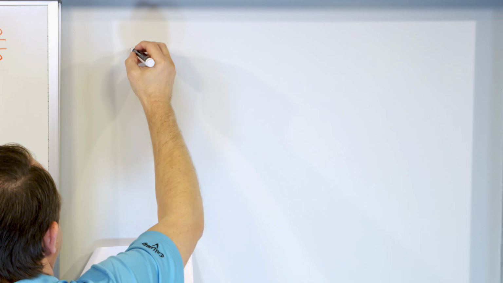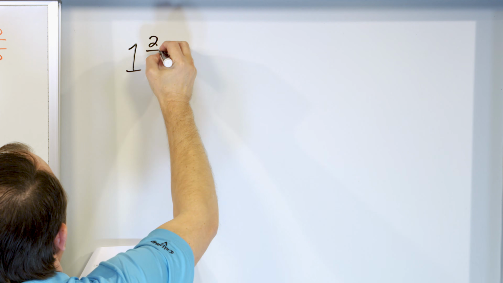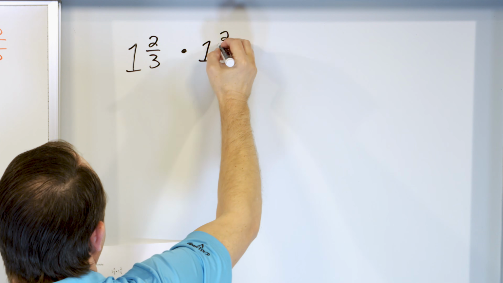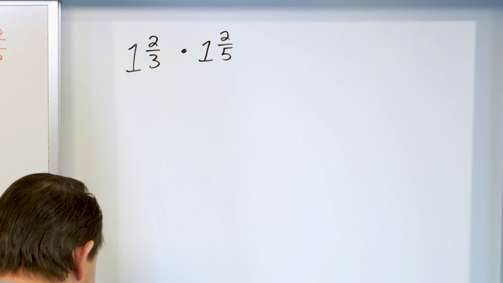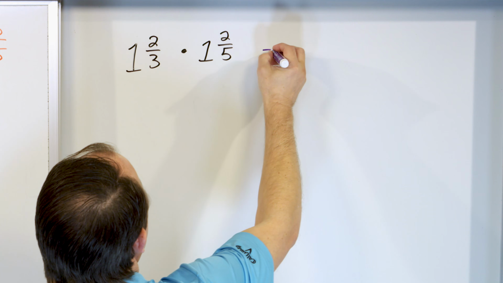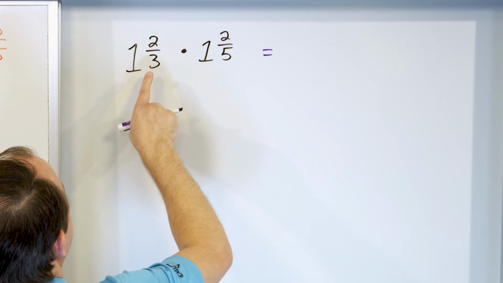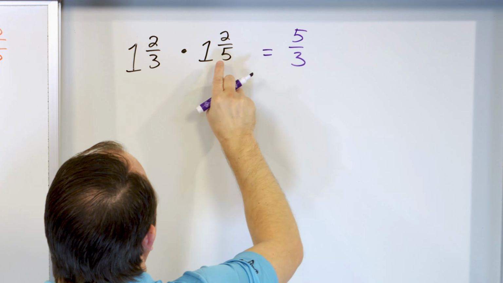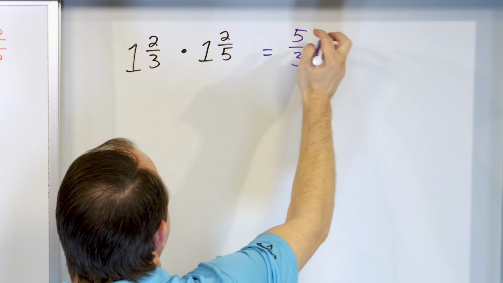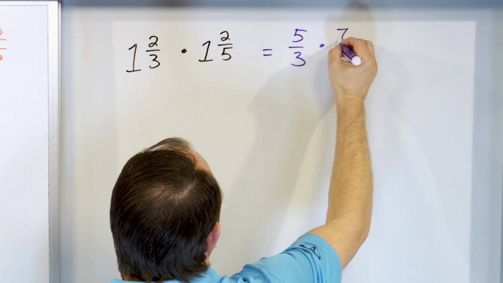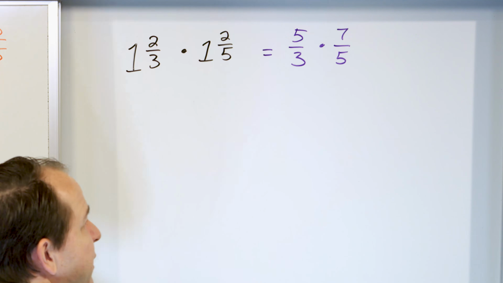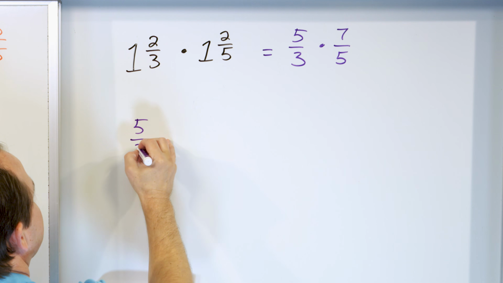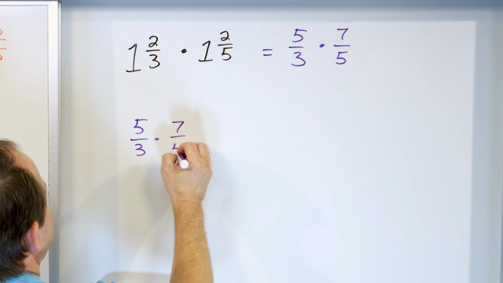Let's take a look at the fraction 1 and 2/3, and we'll multiply that by the mixed number 1 and 2/5. What we want to do as step number 1 is turn these into improper fractions. So 3 times 1 is 3, plus 2 is 5/3, and then 5 times 1 is 5, plus 2 is 7/5. Now these are the ones we're going to multiply. It's equivalent to what we have here. So let me rewrite them. So we have 5/3 times 7/5.